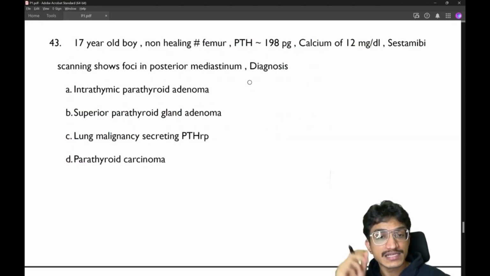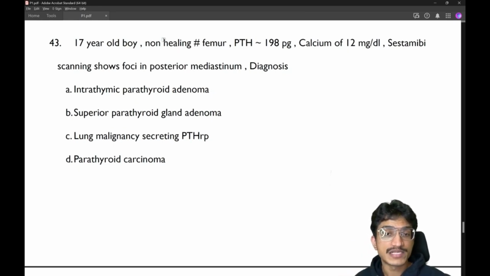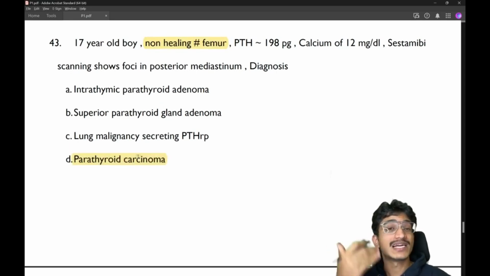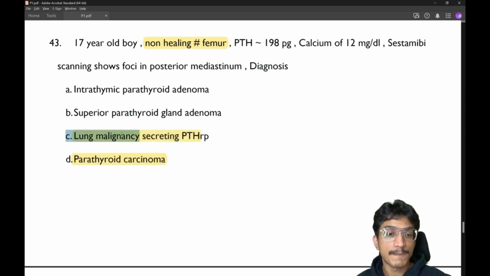hypercalcemia, and in this case, if you see the adenoma, that is an intrathymic superior parathyroid gland adenoma, it will never present with a non-healing fracture of femur. And parathyroid carcinoma will have a PTH that is almost 5 times the normal. So in this case, according to me, the answer should be a lung malignancy secreting PTH-related peptide.